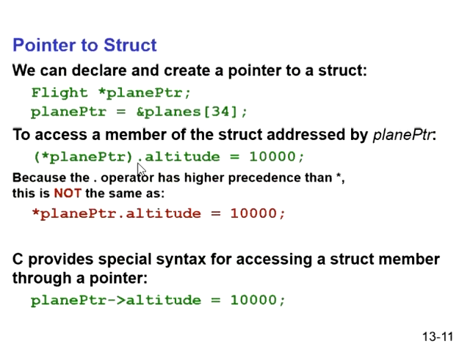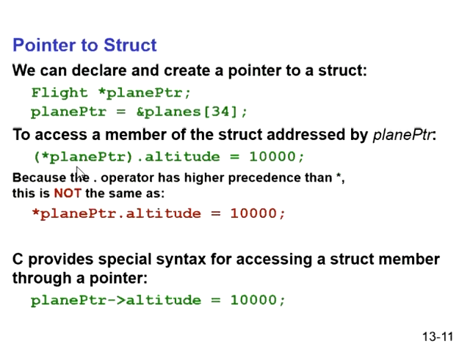We can declare a pointer to struct, for example, plan PTR. So we have a pointer to struct flight. It can receive the address of a struct, that is an element of the array of structs. So we have plan 34, that is a struct, and we can get its address and assign it to the pointer plan PTR.